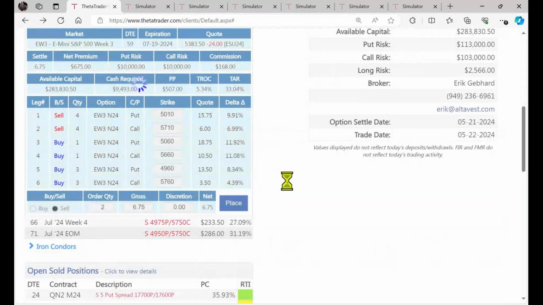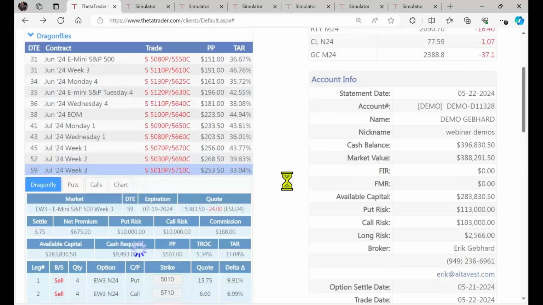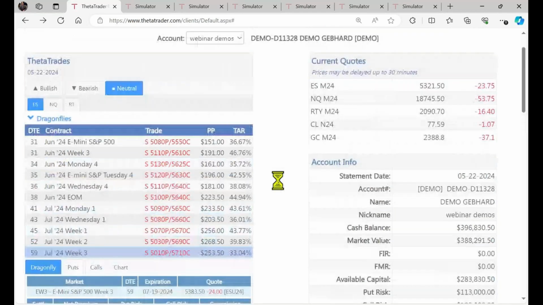But what I want to do now is let's look at the Russell. So bear with me here, folks, as we move into the Russell. This is moving a little bit slower than normal, which is unfortunate. Sorry about that during the webinar.